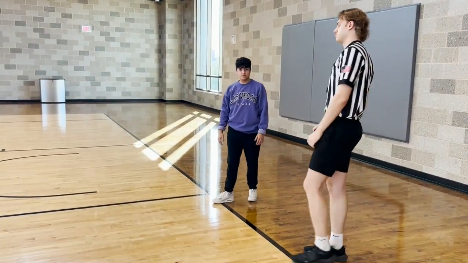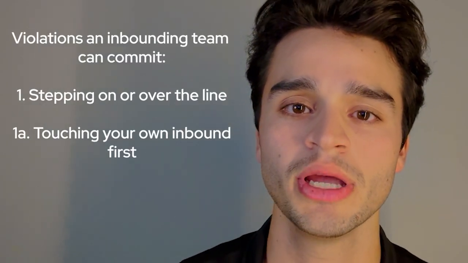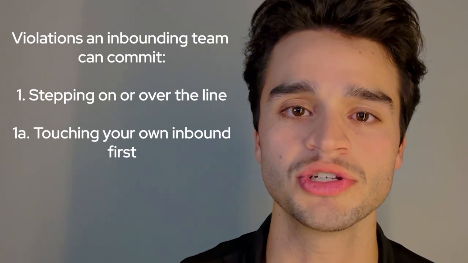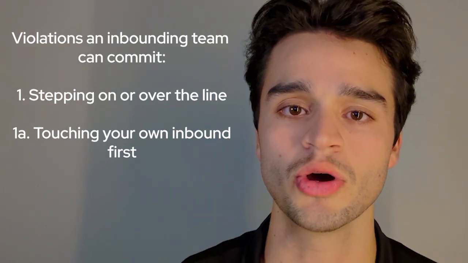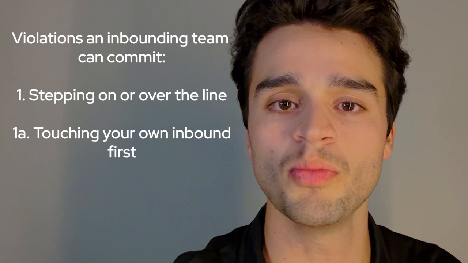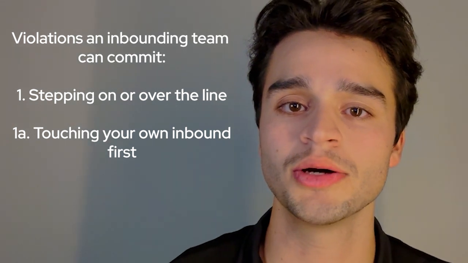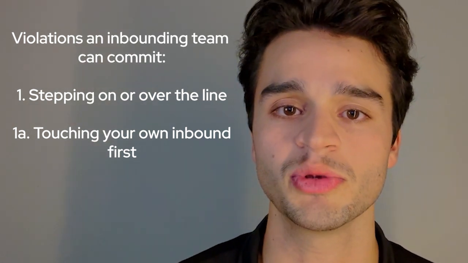Inbound violation. An interesting nuance to this rule is that the thrower-inner, I really don't know what to call that person, but we'll go with it, cannot be the first person to touch the ball after it's inbounded. So even if they roll the ball out and then they're walking and they're fully in bounds, they can't be the first person to touch it. It's got to be one of their teammates.